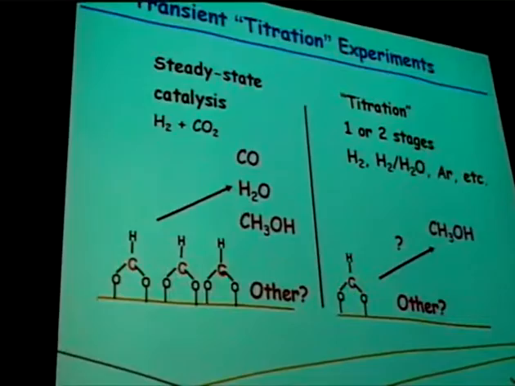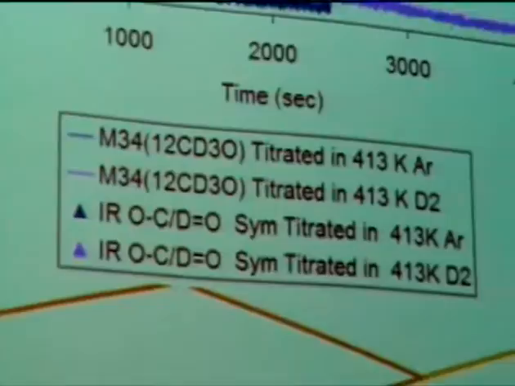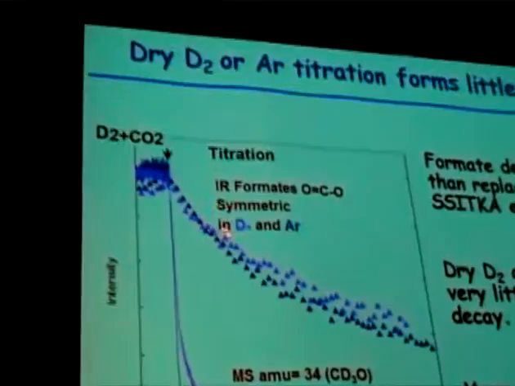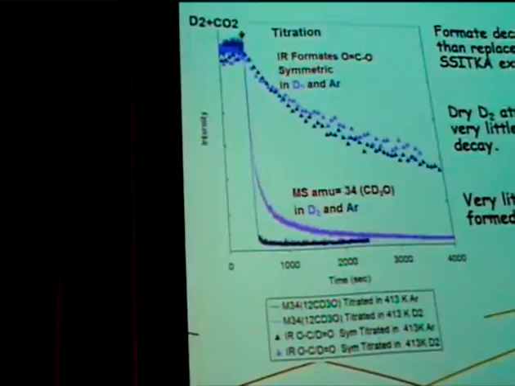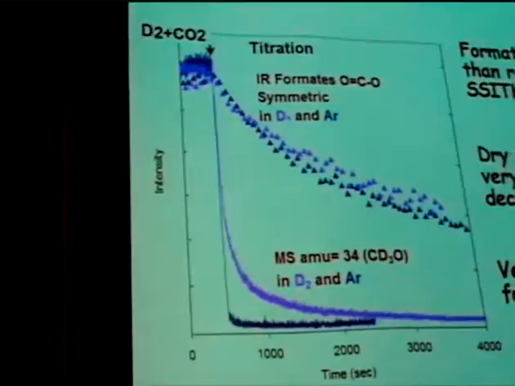Here's our view. Here's the transient switching directly into either deuterium or argon, and it's color-coded. At the time of the switch between the steady-state catalytic feed and this titration gas, the methanol drops drastically and very quickly, whereas the formate takes several thousand seconds to decompose. And again, the major channel is decomposition back to the CO2.